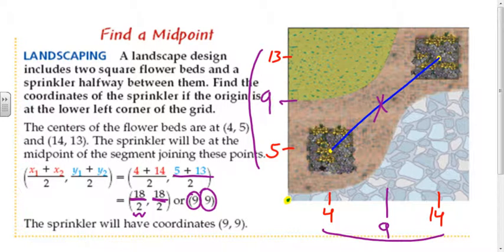And this makes sense because from here to here is 5. 4 plus 5 is 9. 9 plus 5 is 14. So there's the same amount in between them. Same thing here. From 5 to 9 is 4, and 9 to 13 is 4. So there's the same distance in between them. So it cuts that value 9, cuts both of these in half perfectly. So our midpoint is right here at 9, 9.